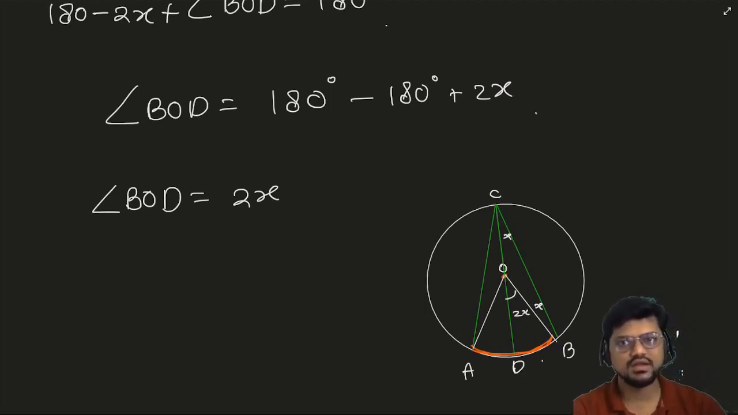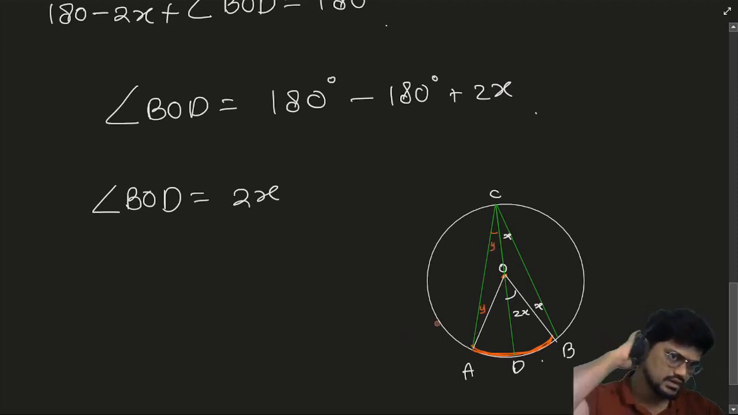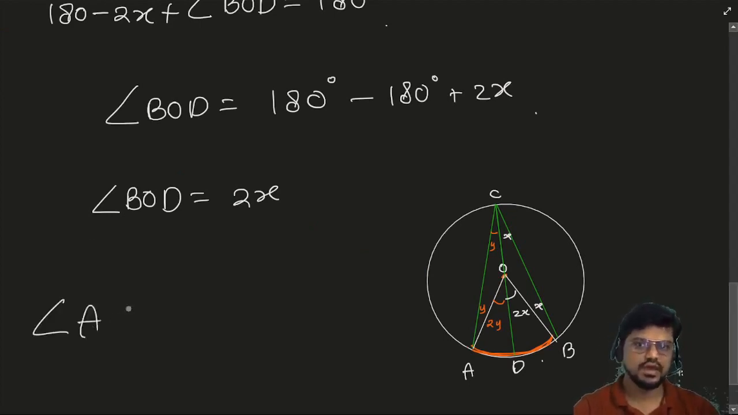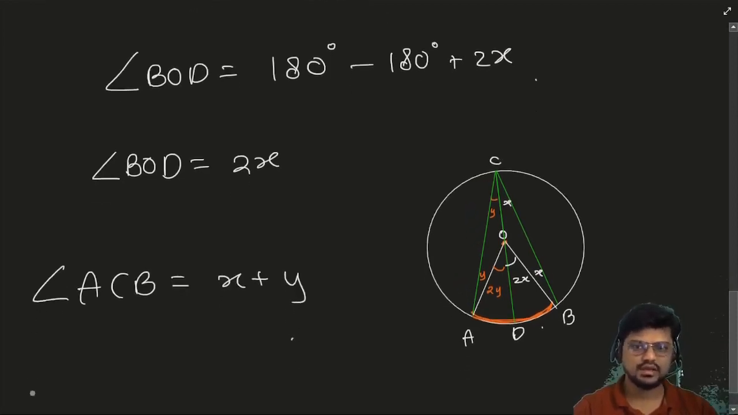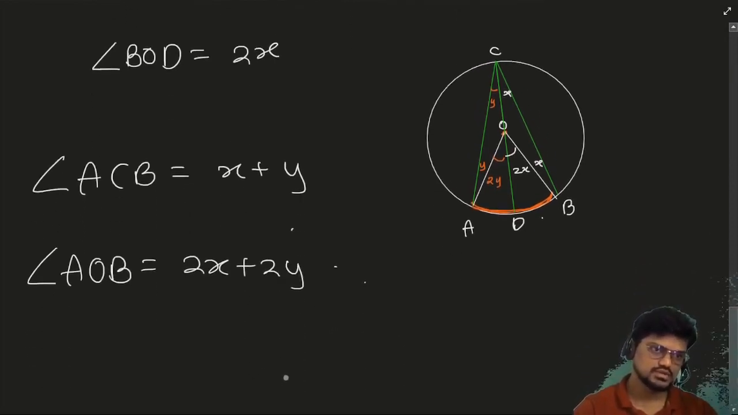Similarly, in triangle AOC, AO and OC are equal. Therefore, these two angles are also equal. If I say this is y, this will also be y. And after solving it, I'll get that this is 2y. So angle ACB is how much? Angle ACB equals x plus y, and angle AOB equals what? 2x plus 2y. Are you getting it? 2x plus 2y.